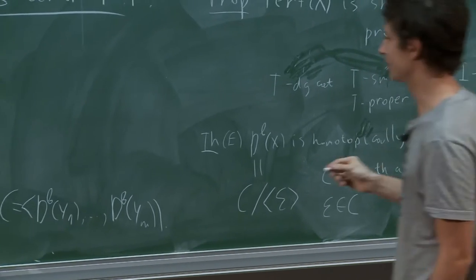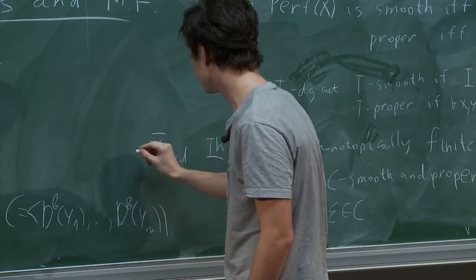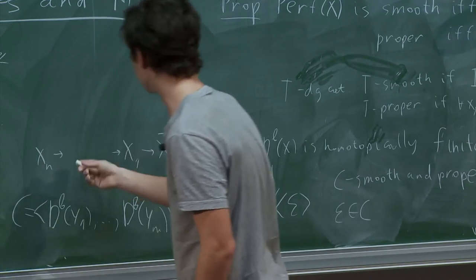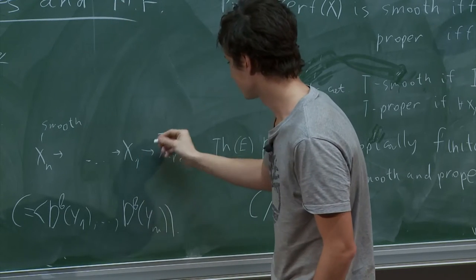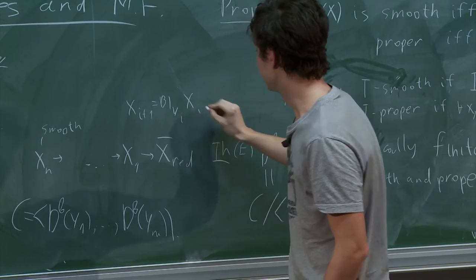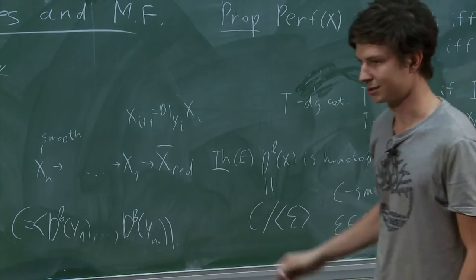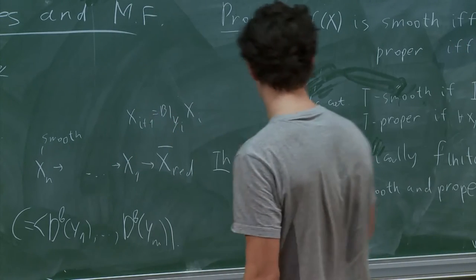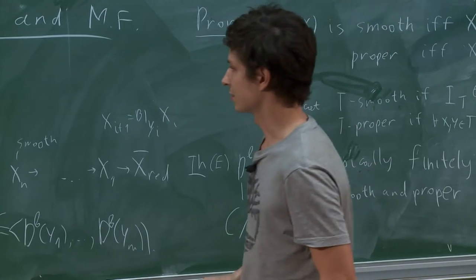So, maybe I should write that. By Hironaka, if you choose some compactification of X, take its reduced part, then you have some sequence of blow-ups such that X_n is smooth, and each X_{i+1} is a blow-up of the previous one with some smooth centers. These guys actually appear here, but maybe in a different order and maybe with multiplicities. So this category in general has very nice properties.